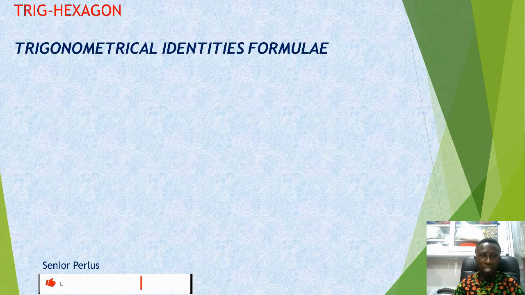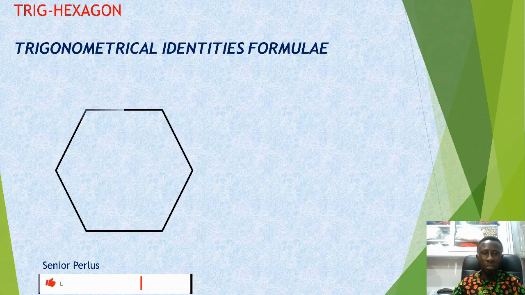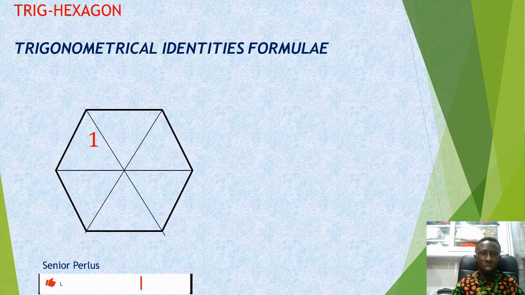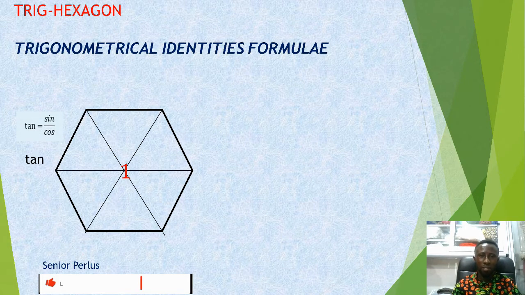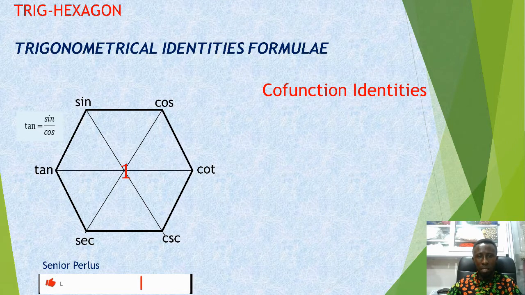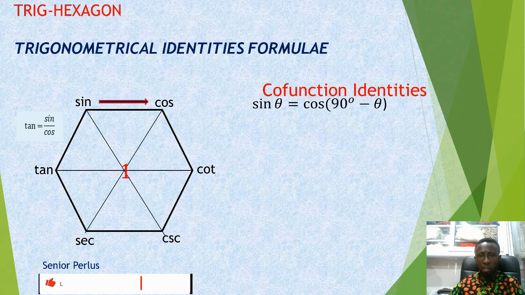In this presentation, we are going to use the trig hexagon to know the cofunction identity. Cofunction identities are related to complementary angles. That is, two positive angles are complementary if the sum of the measures is 90. Then sin theta is cos of 90 minus theta.